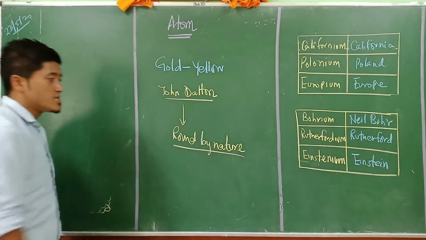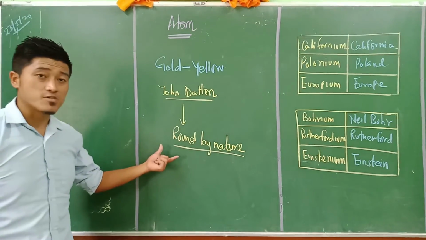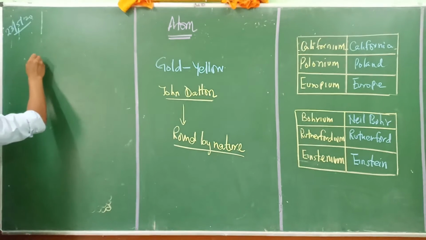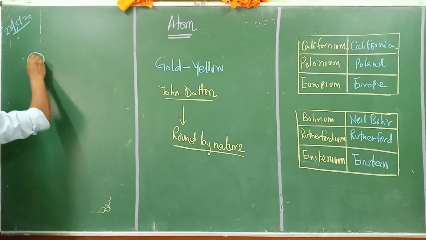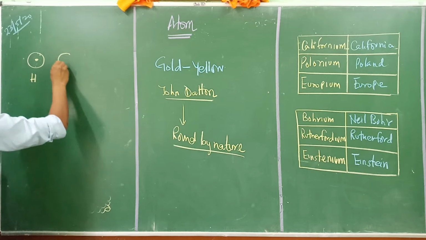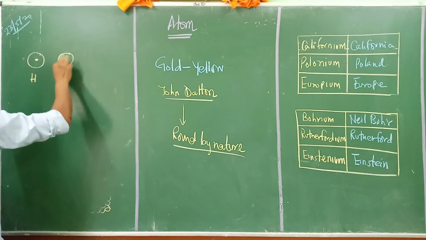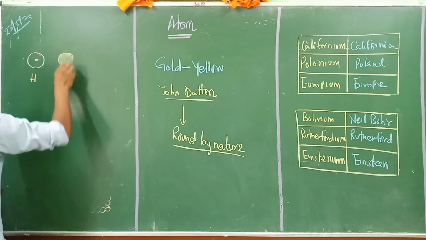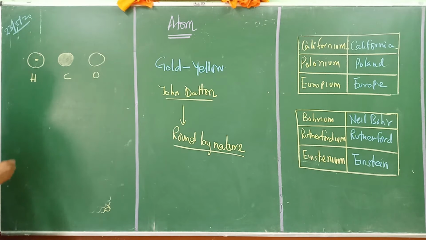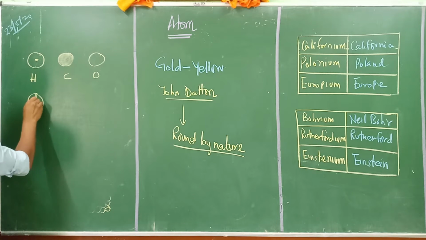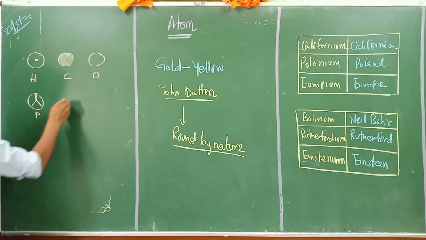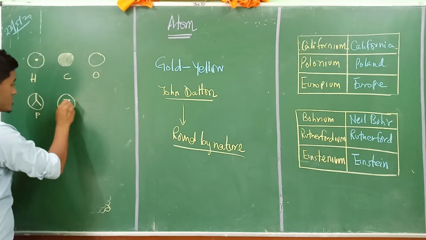Round by nature. On that basis, he gave some kind of symbols. For hydrogen, he did it like this. For carbon, he shaded this part. For oxygen, he did something like this, and for phosphorus, he did something like this, and for zinc, something like this over here.